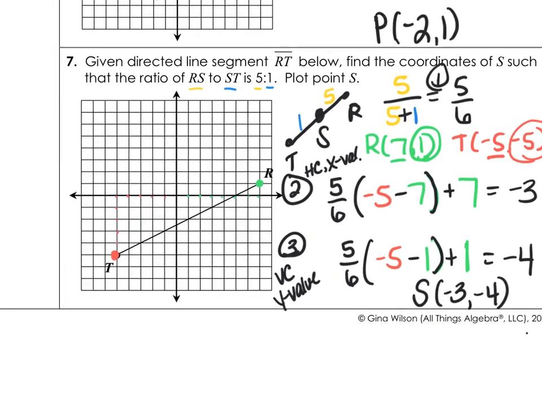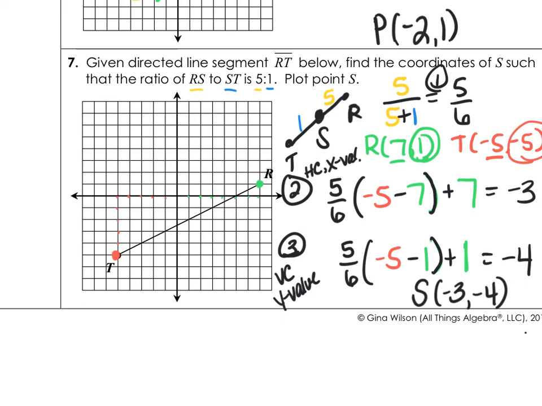We are asked to plot this, so we need to come back here. Remember, you always start at the origin when you're counting, and so it'd be back 3, 1, 2, 3, and down 4, 1, 2, 3, 4. So the S value would be right there.